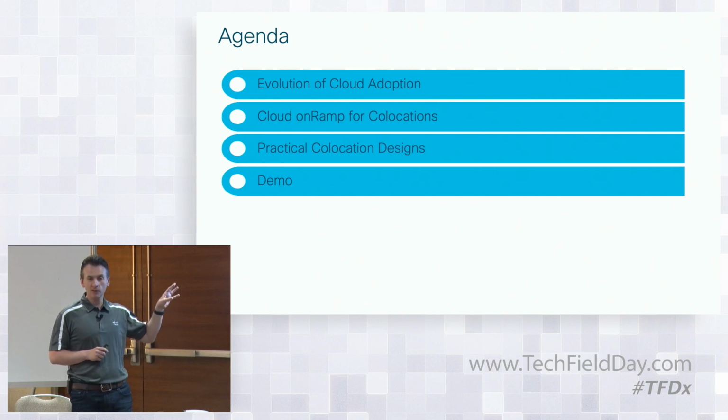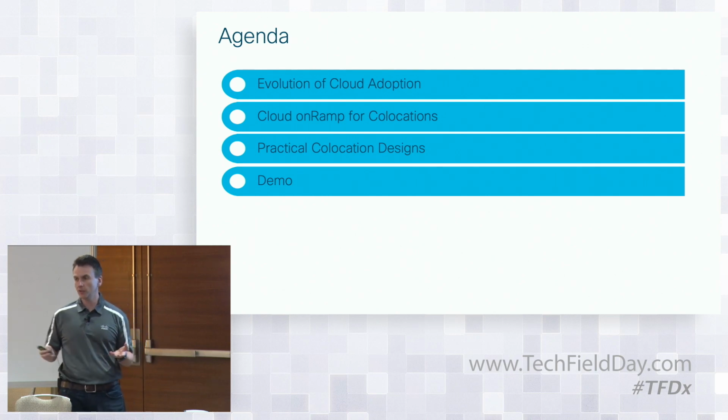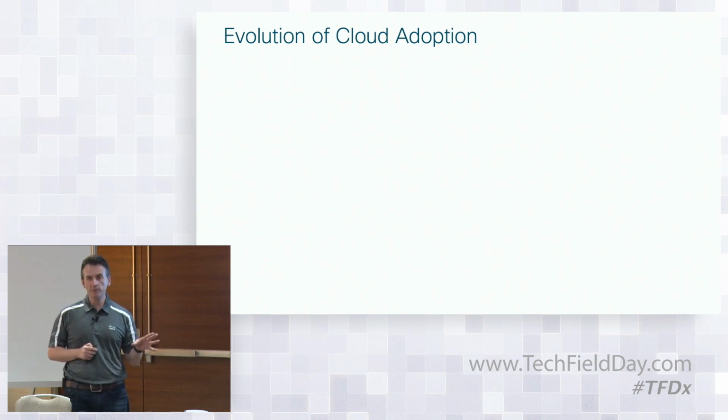And then I will spend a fair amount of time showing you some practical designs. What can you do with this? It's really nice that there's technology out there for cloud adoption, but what can you actually do with Cloud onRamp for CoLocations? So let me quickly recap the journey that customers could be taking in order to adopt the cloud.